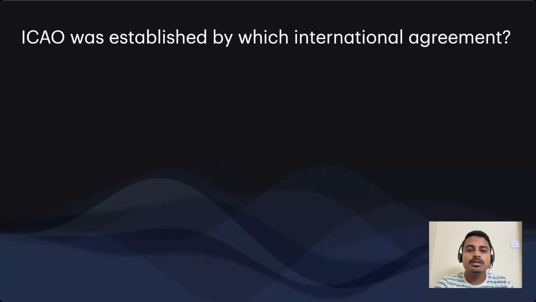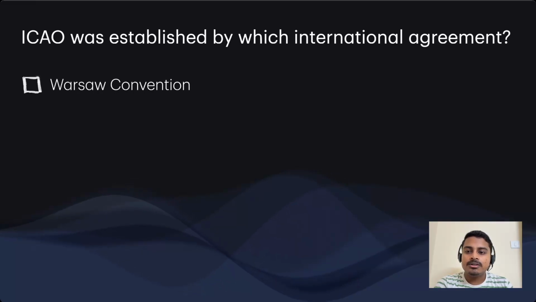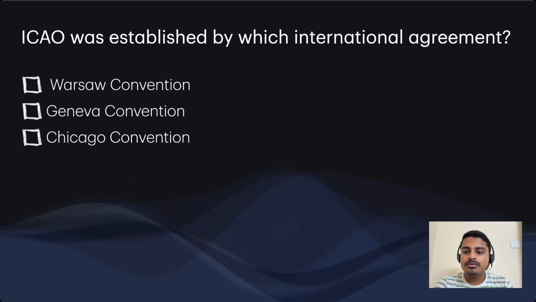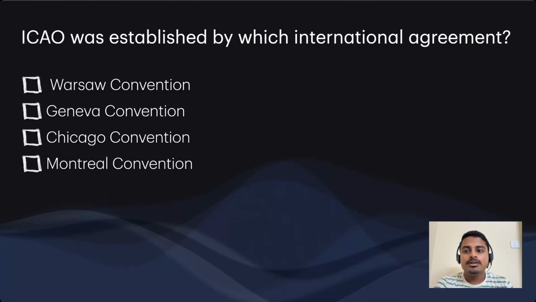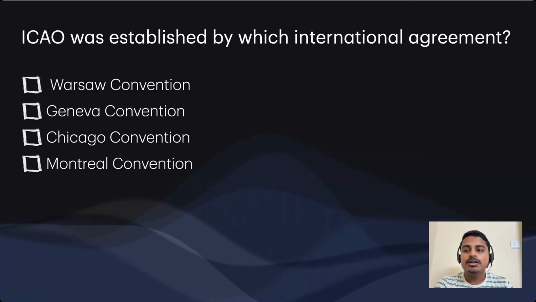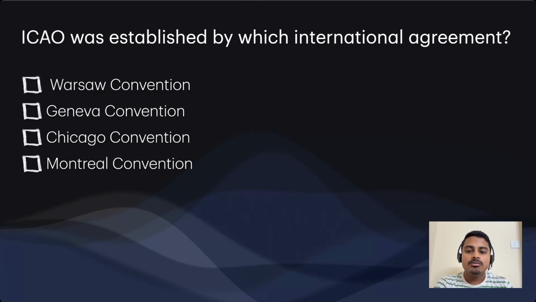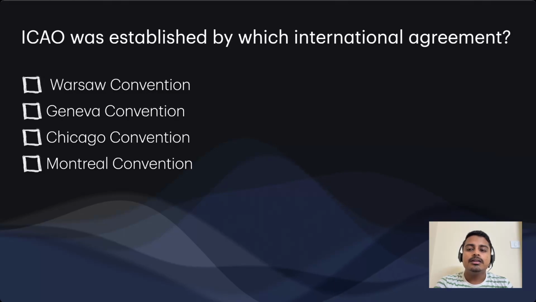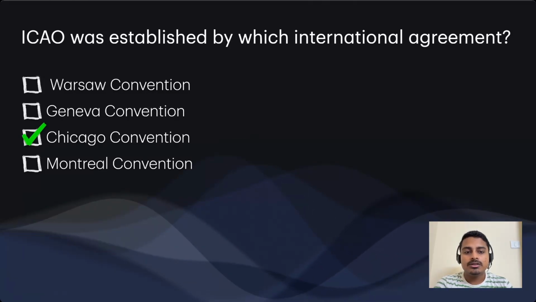Second question, ICAO was established by which international agreement? Is it the Warsaw Convention, Geneva Convention, Chicago Convention, or the Montreal Convention? In the beginning itself, when we started on the ICAO chapter, we studied that ICAO was established as part of the Chicago Convention. The Chicago Convention was signed in 1944, and then the ICAO was established in 1947. So it was based on the Chicago Convention.